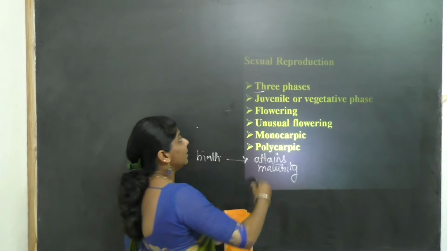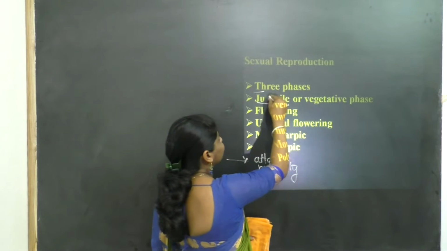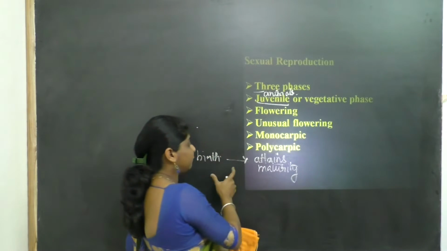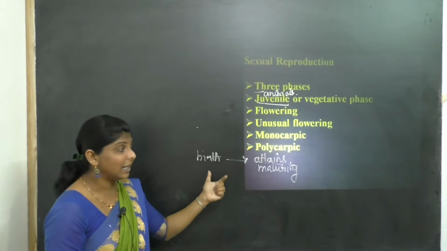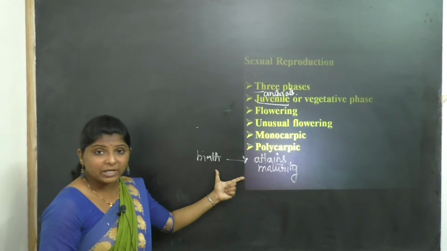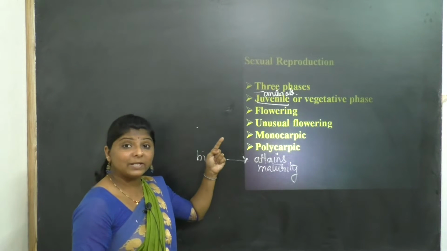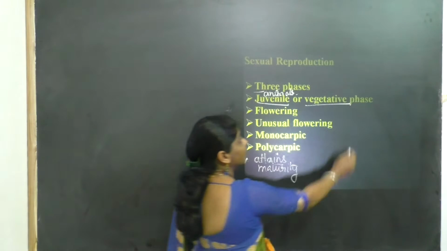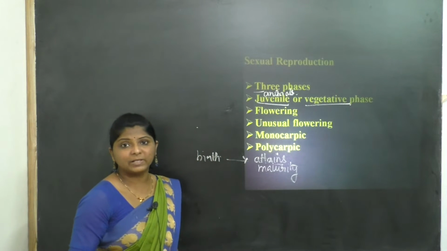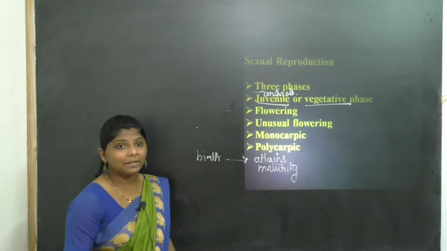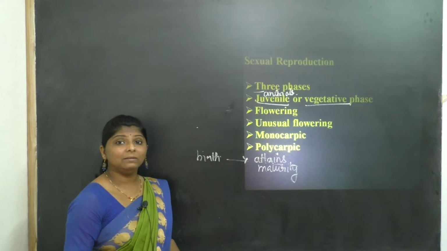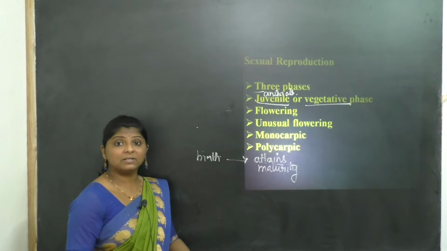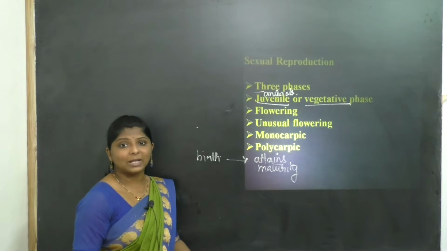In animals, this phase from birth until they attain maturity is called the juvenile phase. When it comes to plants, the term vegetative phase is used. They are one and the same, but still the juvenile term is used in animals and vegetative phase is the term used for plants.